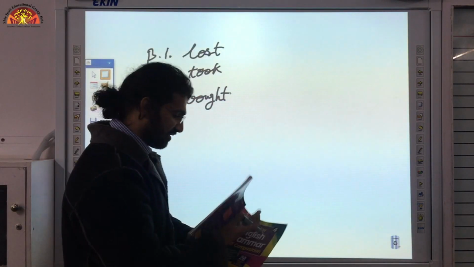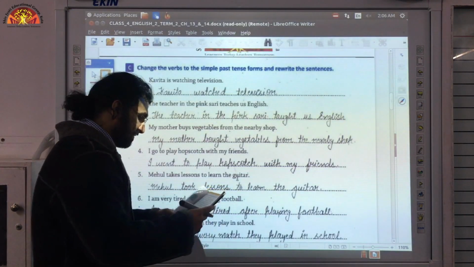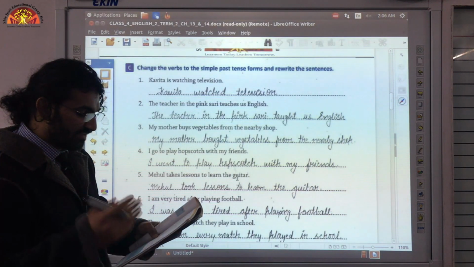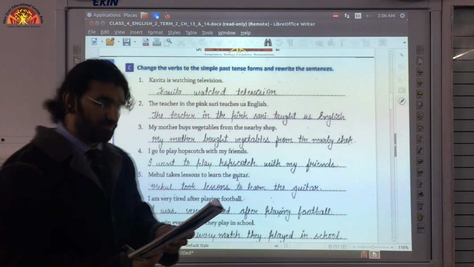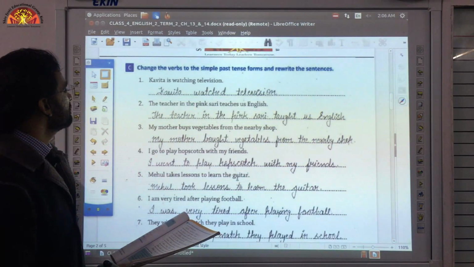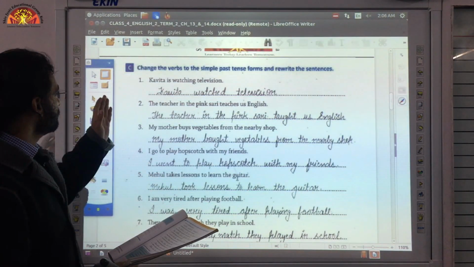Now we are going to have a look at exercise C. Change the verbs to the simple past tense forms and rewrite the sentences. We are going to rewrite the sentences, and this time we will use simple past tense forms. See the first one.